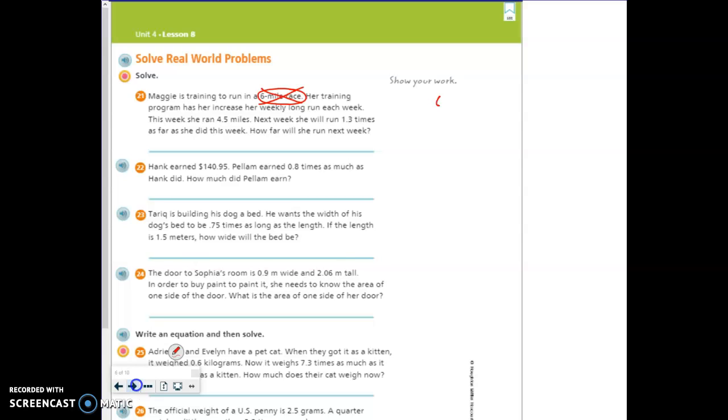This problem will become 4.5 times 1.3. Simply stated here, she ran 4.5. She will run 1.3 times as far next week. So the problem that we are going to solve here is going to be 4.5 times 1.3. And that again just basically becomes 45 times 13. So I go through the process here. I'll do the normal standard algorithm. 5 times 3 is 15. 3 times 4 is 12, plus the one I just regrouped is 13.